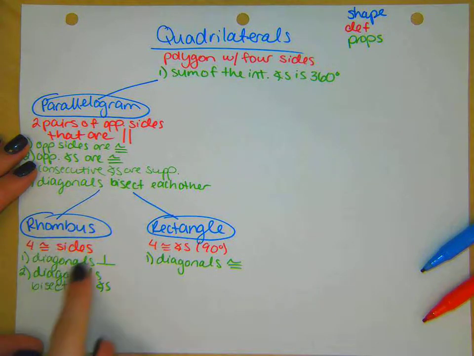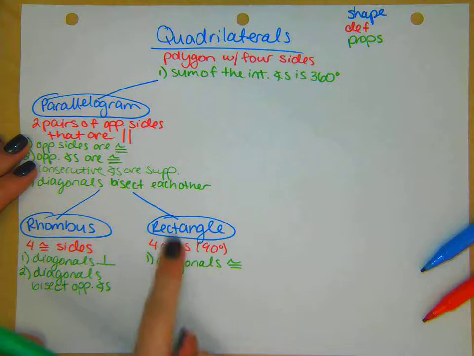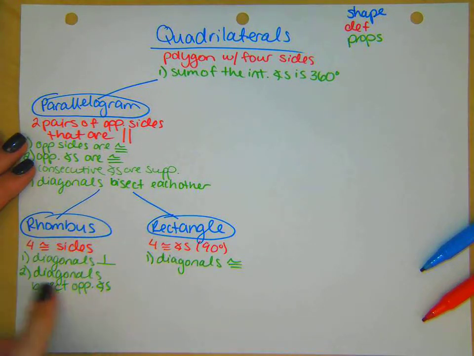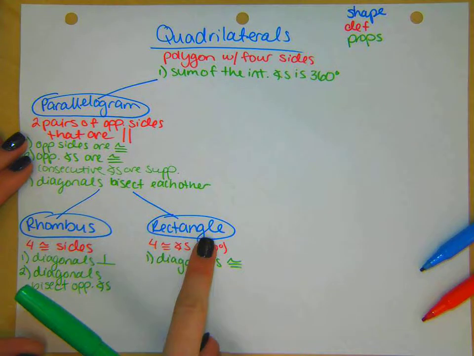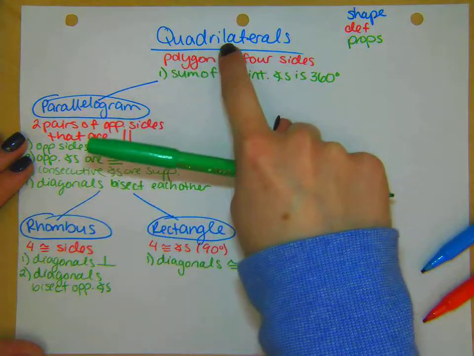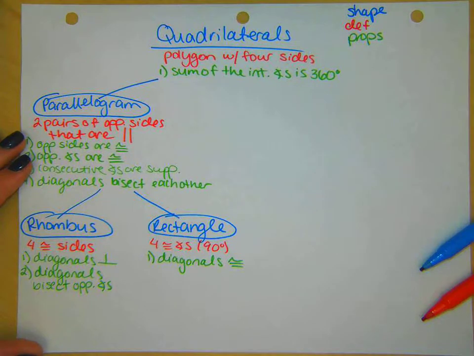So this is not true for a rectangle. This is not true for a rhombus. This is not true for all parallelograms, and this is not true for all parallelograms. I can only work my way up. I can't work my way down.